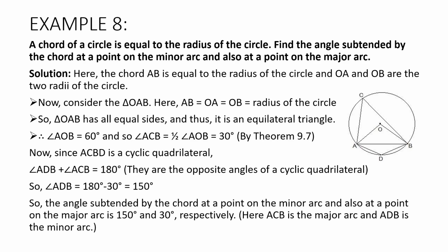That means the angle subtended by the chord at a point on the minor arc and also at a point on the major arc, we have found for both of them. For the minor arc, it is equal to 150 degree and for the major arc, it is 30 degree.